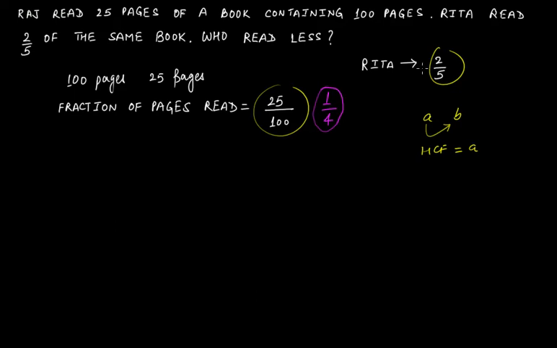Now it's much easier to compare these two fractions. I'll repeat again. You could have proceeded with the original fraction also, but it would take much time, and it will increase the number of steps in our calculation. Now we have two fractions. We have 1 by 4 and we have 2 by 5.